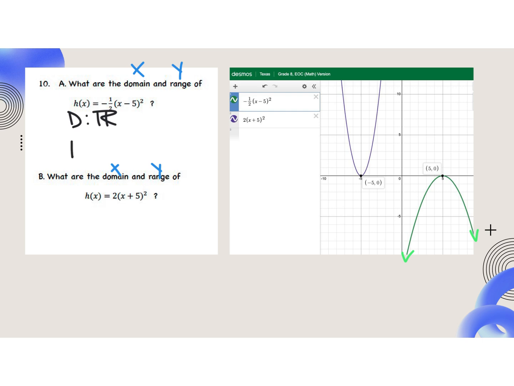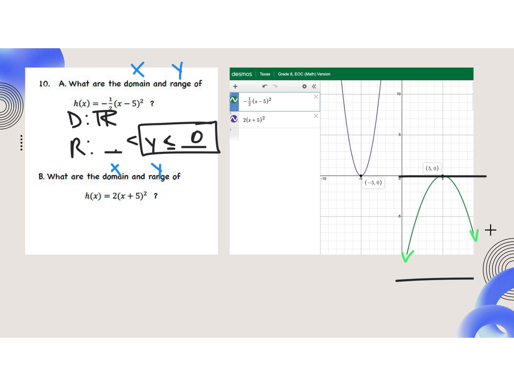The range, however, remember something is less than y is less than something. This does not have a bottom. No bottom down here. So we're not going to put anything in this first space. Okay. We have a top, which is at 0, right? Because we're looking at the y's. So our range is y is less than or equal to, because it is touching that line, 0.